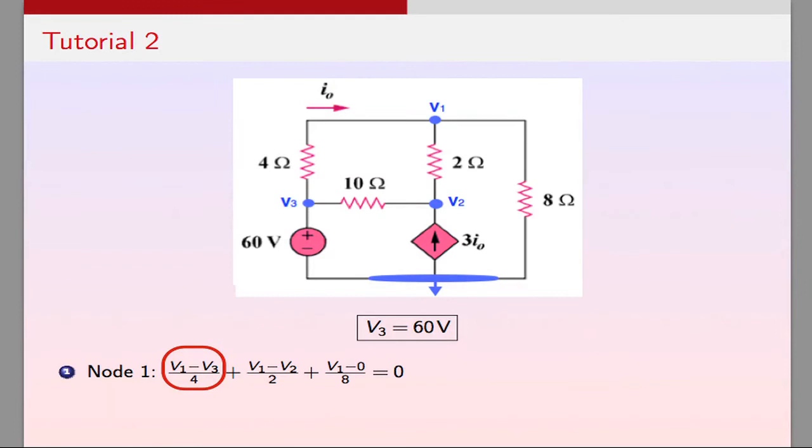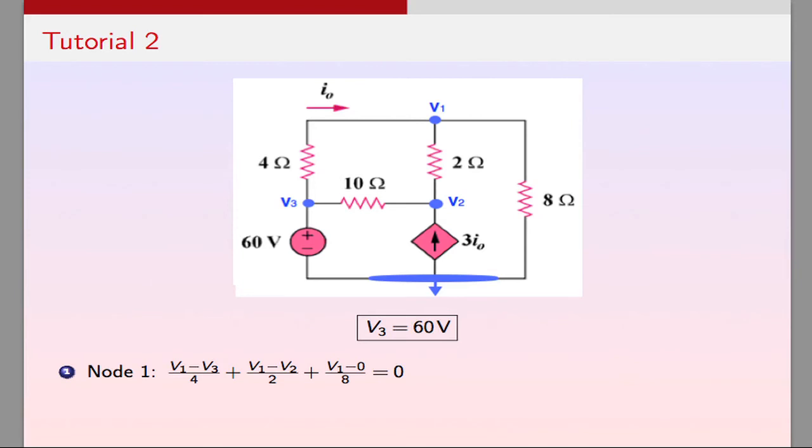The first term corresponds to the current in this direction, so it's V1 minus V3 divided by 4. And the second term corresponds to the current in this direction, so it's V1 minus V2 divided by 2. And finally, the third term corresponds to the current in this direction, so it's V1 minus the ground, which is 0 volts, divided by 8, and this equals 0.